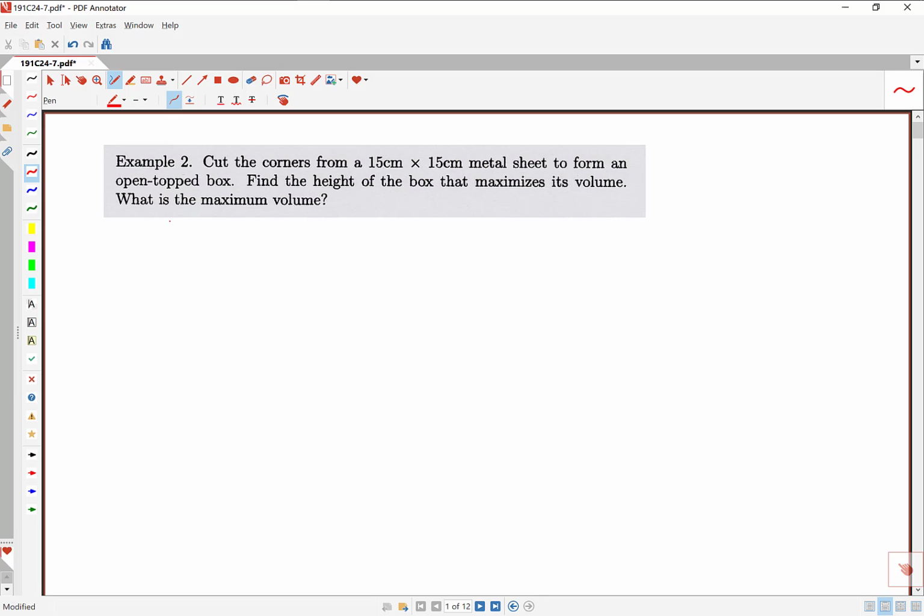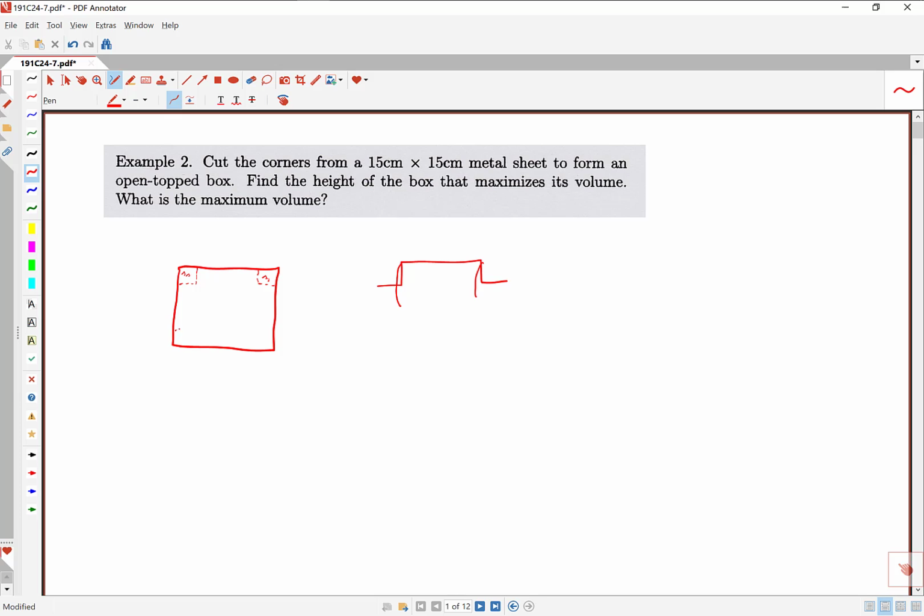We're going to cut the corners from a 15 by 15 centimeter metal sheet to form an open-topped box. Okay, let's draw a picture of this and make sure we understand what's going on. So we've got this square metal sheet, and we're going to cut square corners out of it. All the corners are going to have the same square dimensions. So you can imagine if this little square here gets cut out and that little square gets cut out, what that's going to leave us with is a flap like this that can be folded up to form the side of the box.